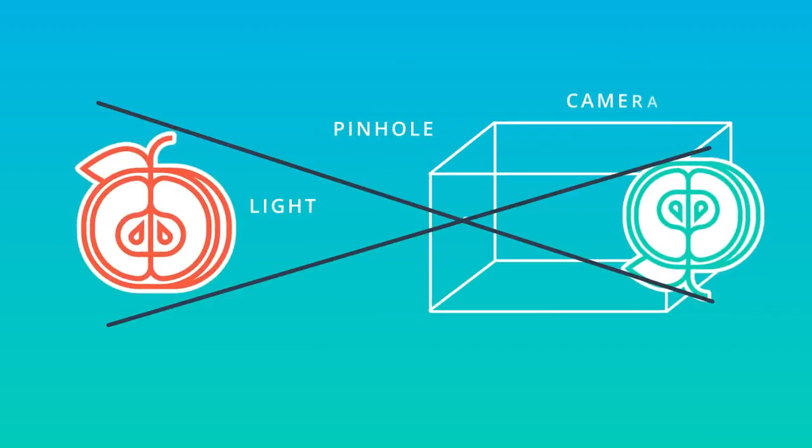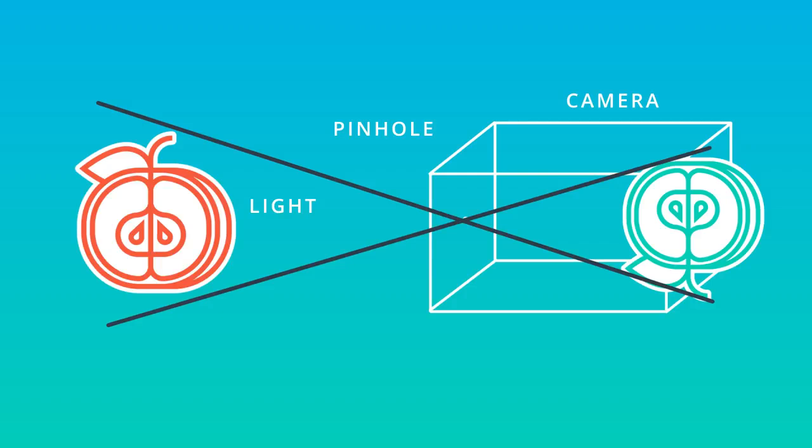Let's see an example. Here's a simple model of a camera called a pinhole camera model. In this case, through a small pinhole, the camera focuses the light that's reflected off of an apple and forms a 2D image at the back of the camera, where a sensor or some film would be placed.